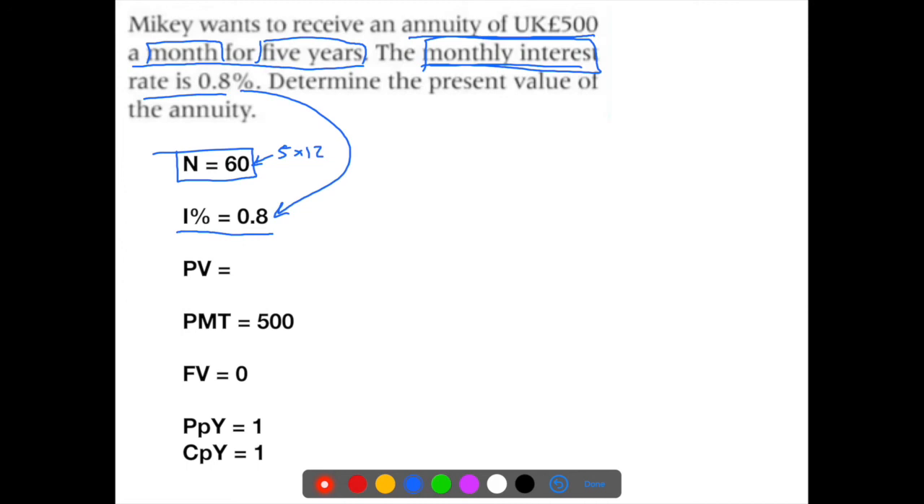The present value, we don't know. He wants 500 payment. That's positive because he's receiving that money. The future value will be 0 because after the 5 years, we want the annuity to be used up. And then again, because we're doing it by month, we get one payment per month and one compounding per month. Again, when you do this, this time we're looking for the present value. You should be able to put the cursor there, push enter, and it should give you the correct answer.